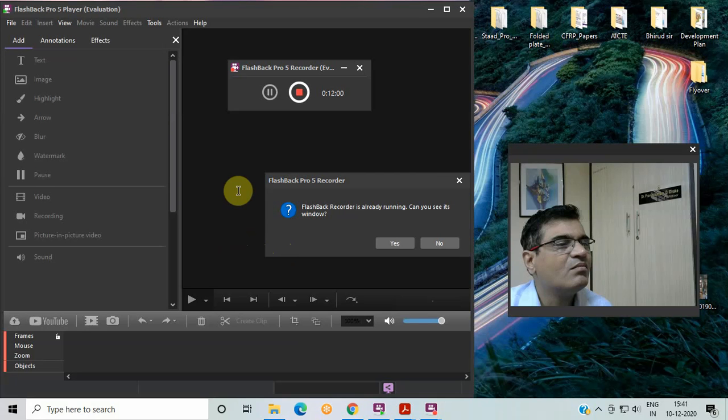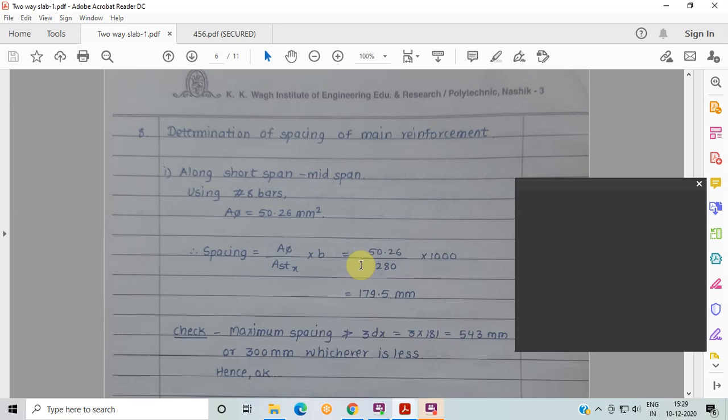So what is A5? A5 is the cross sectional area of one bar. So for 8 mm diameter, cross sectional area is 50.26. So we are getting here spacing as 179. Now here one thing is important, that is B. Why B is 1000? Because already we have considered a strip of 1 meter width while calculating area of steel as well as bending moment. So here spacing also we are getting in a meter.